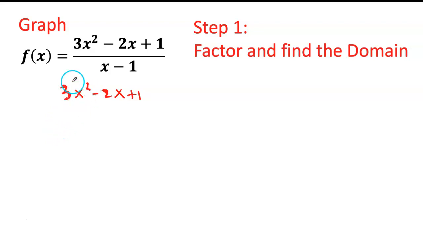Let's try to factor this. To factor this trinomial, I'm going to multiply the leading coefficient times 1, so 3 times 1 is 3, and my sum has to be equal to negative 2. Two numbers that multiply to 3: not too many choices, 3 and 1. 3 times 1 is 3, but it's not going to give me negative 2.